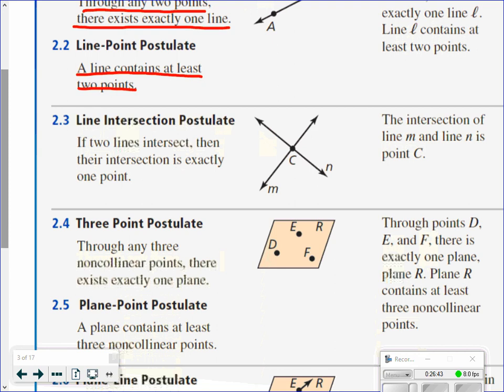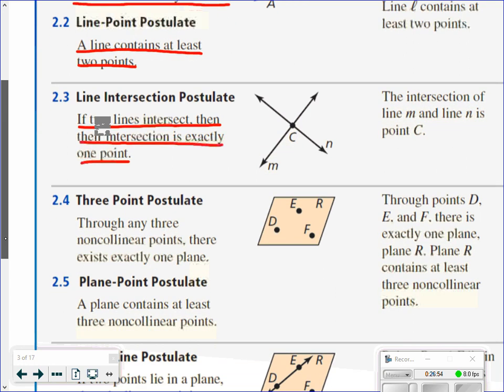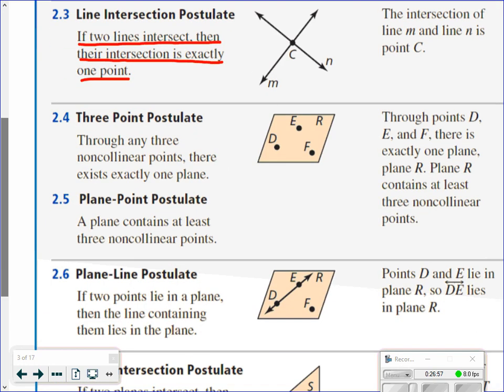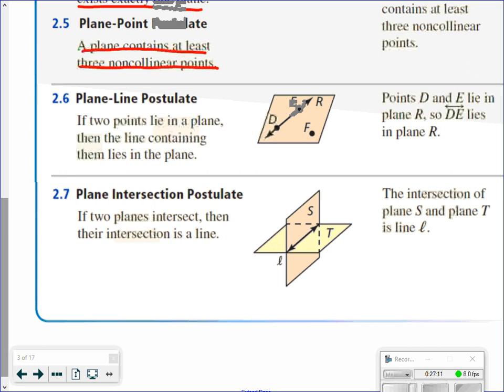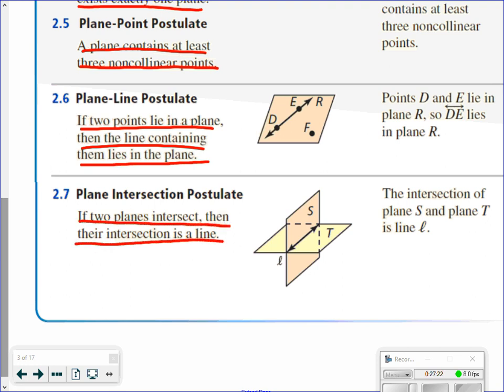2.3, you don't need to memorize that, but line intersection postulate, we've talked about this already. If 2 lines intersect, then their intersection is exactly 1 point. And you should be drawing these pictures off to the side as well. 3-point postulate, through any 3 non-collinear points, there exists exactly 1 plane. Plane-point postulate, a plane contains at least 3 non-collinear points. Plane-line postulate, if 2 points lie on a plane, then the line containing them lies in the plane as well. And plane intersection postulate, if 2 planes intersect, then their intersection is a line.